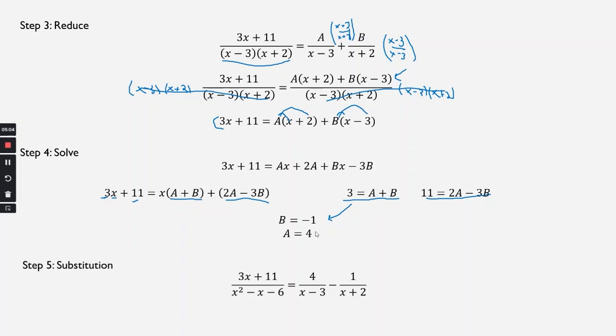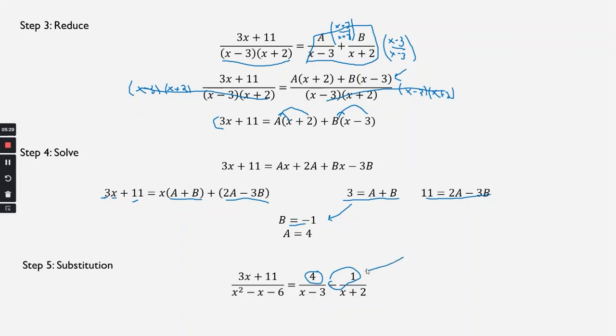Now we're able to substitute these into our original equation. So here we have 3x plus 11 over x squared minus x minus 6 equals 4 over x minus 3 minus 1 over x plus 2, where our b term is seen here in our negative 1 and our a term is seen here in our 4. We're matching our original form as seen up here. So that's how you do partial fraction decomposition.